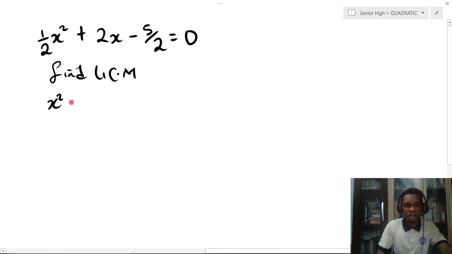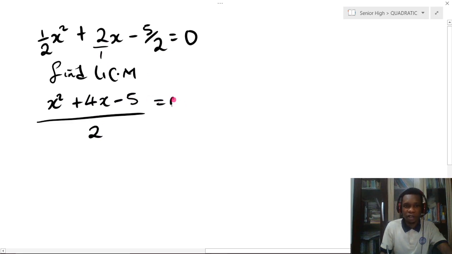Take the LCM to be what? x squared plus. Now what's the LCM of this? Everything here, the LCM is what? This is like carrying 1. The LCM here is 2, right? So now everything here is over 2. 2 divided by 2 multiplied by 1 is still x squared. 2 divided by 1 is 2, times 2 will give us 4x. 2 dividing 2 is 1, and 1 times 5 will still give us minus 5. And it is equal to 0, right?